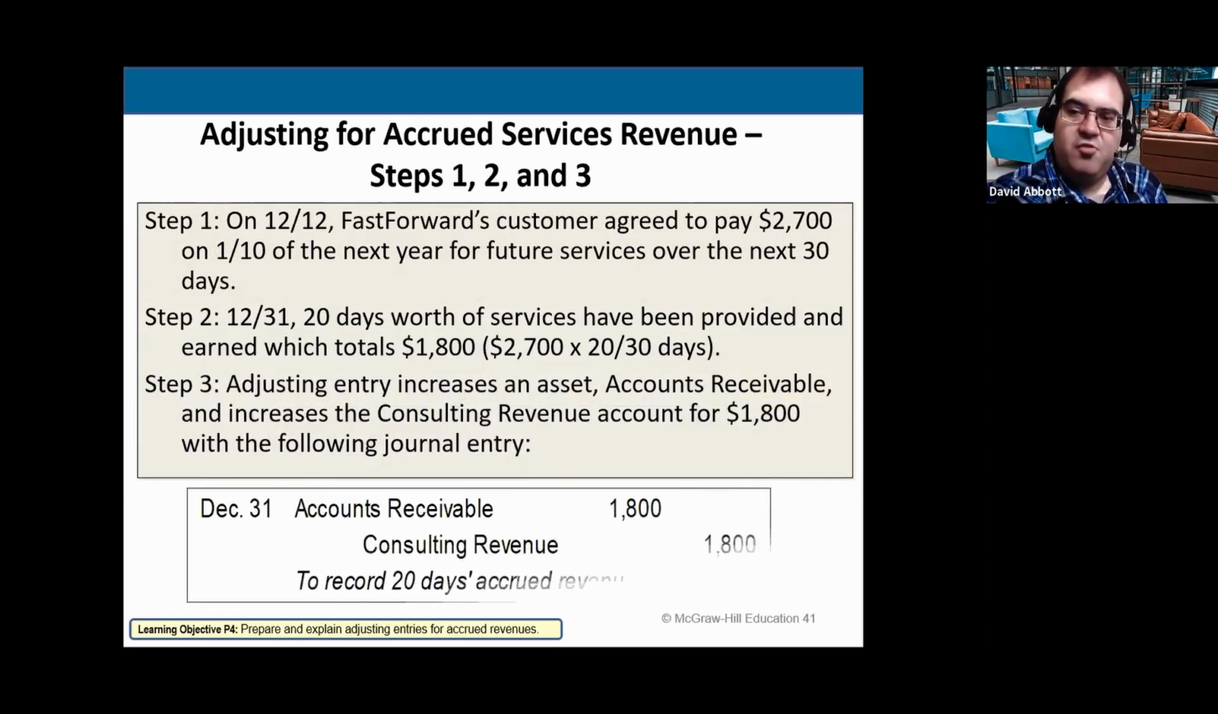So then we do our adjusting entry. They agreed to pay $2,700. They've not paid that yet. And so far, we've done 20 days worth of work for them, which works out to $1,800 so far. Debit accounts receivable, $1,800, because accounts receivable, remember we talked about, is an asset. We want to increase on that. And then the consulting revenue, $1,800, we will credit that because that is an equity, and we want to increase on our equity because that's how we recognize the revenue that we've earned.